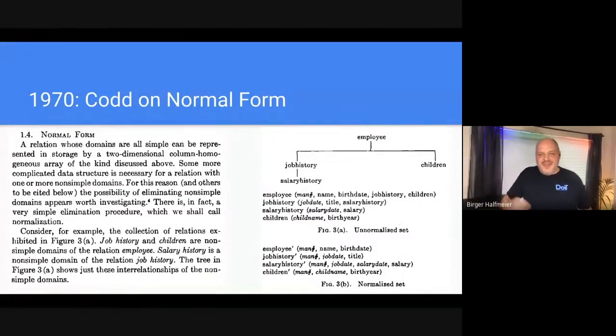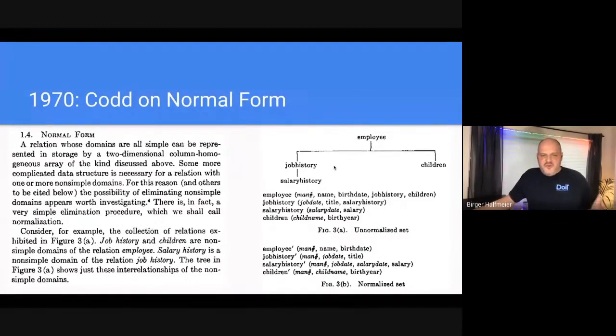So the employee table had a name and a birth date, just those are simple types, but it also had a job history and a children column, each of which is basically a table in itself. Then we've got the job history, which is a child of the employee. It's got a job date as its primary key, a title, and the salary history, which again is another relation which has a salary date and salary. So you can see this sort of parent-child relationship.